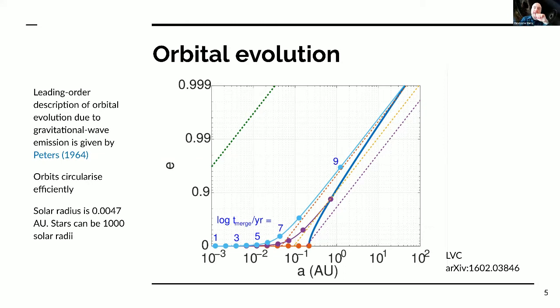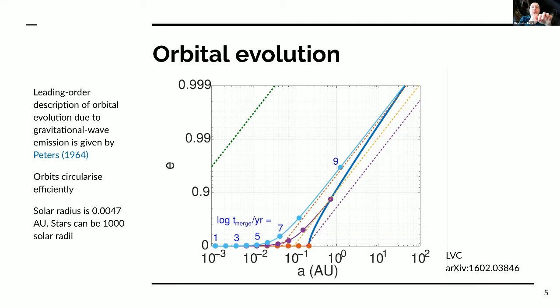So this in particular is what this line is showing. For separate initial conditions, this is showing the time to merge, but in log base 10. So you'll see that for something at 1 AU, for solar mass objects or so, it takes about 1 billion years to merge. This is a very long time.